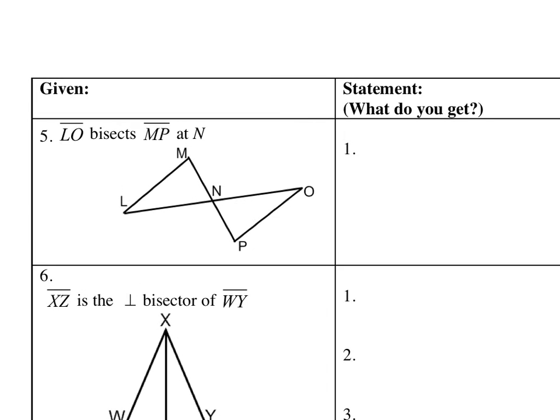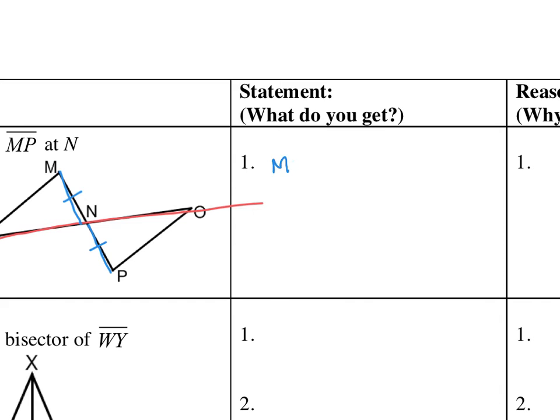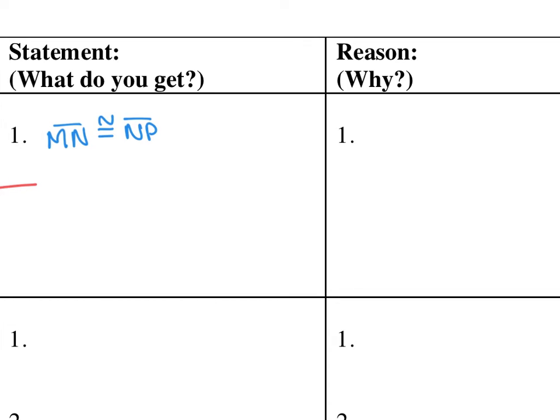LO bisects MP at N. So bisects means to cut a segment into half. It's not an angle bisector, it's a segment bisector. So I am bisecting segment MP at N. So if you look, I'm breaking up MP into two different segments, MN and NP. I can say MN is congruent to NP. My reasoning, definition of bisector, or a bisector creates two congruent segments.